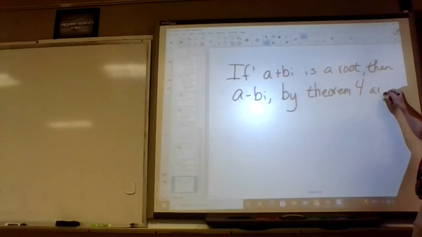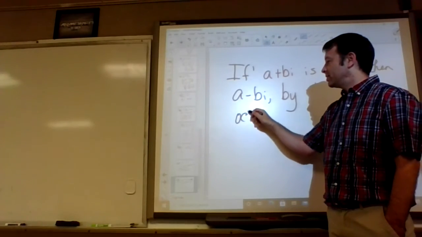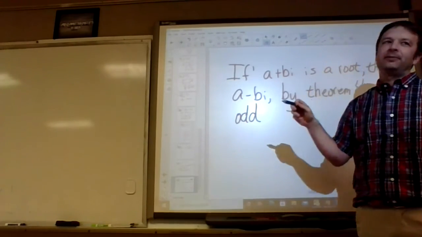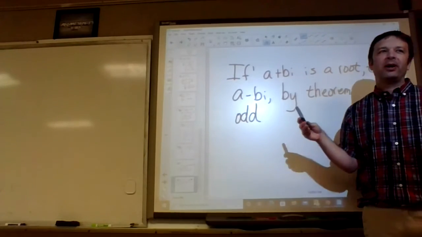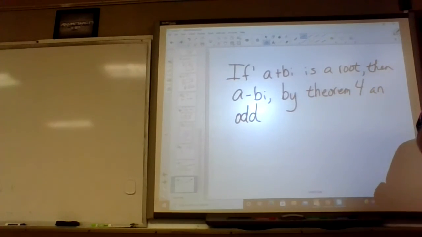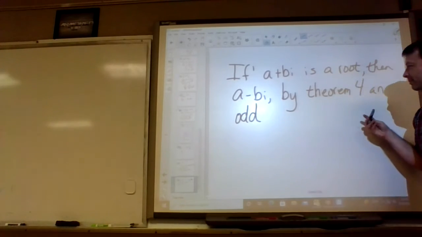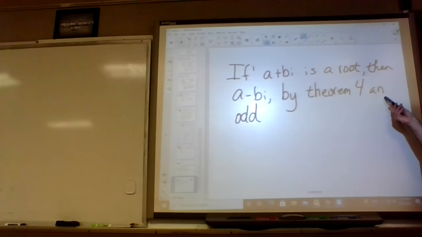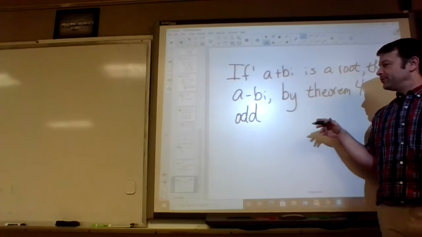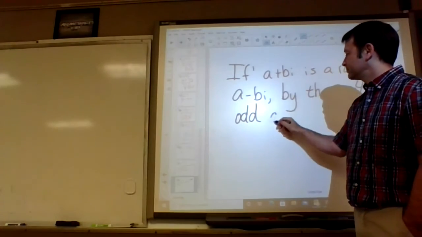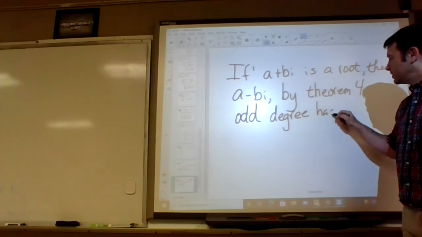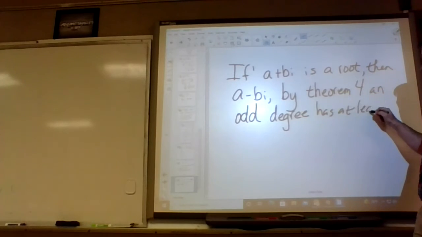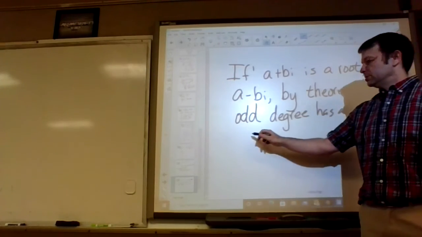Can I put it because of the way it is? Okay, no. You can, I'll just take one point off. Only 1 point off? Well, whatever I decide the problem's worth. Okay, I'll go ahead and write this. By theorem 4, what does theorem 4 tell us? An odd degree has a real root. Has at least one real root.